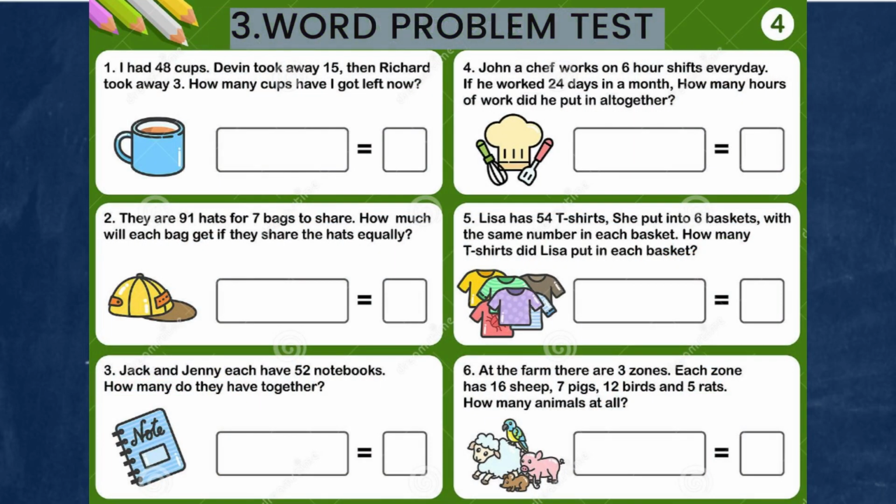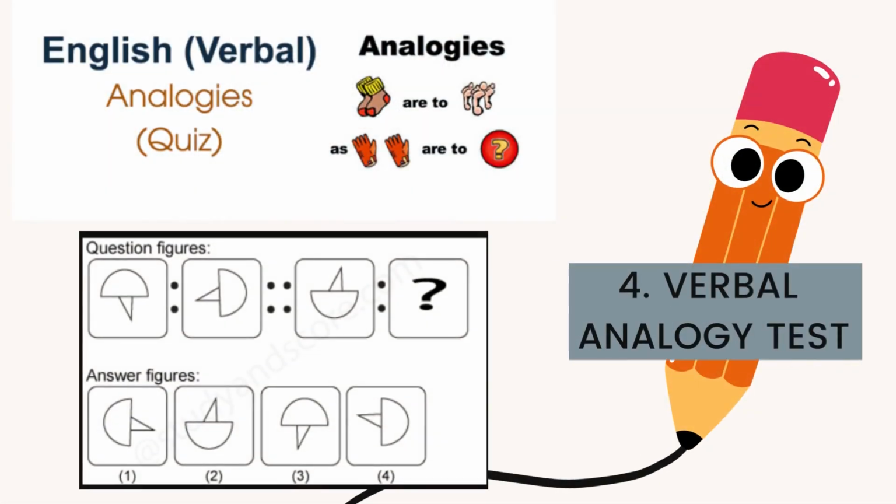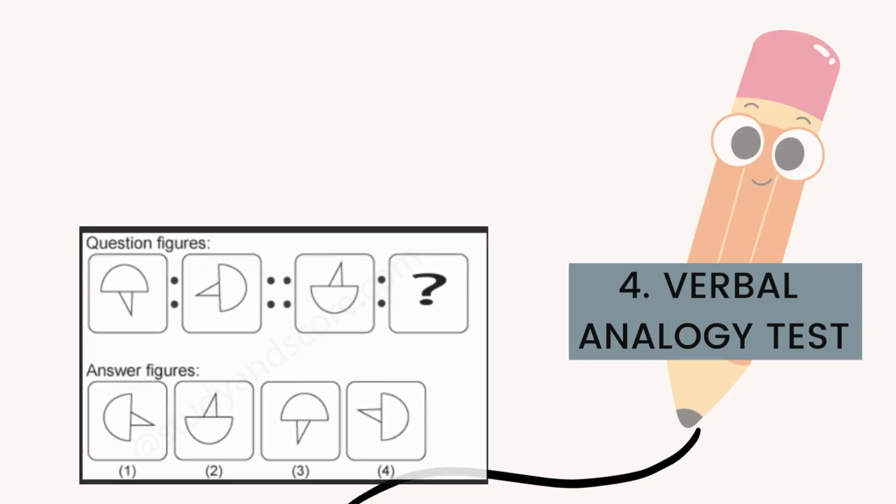3. Word problem test. This math test includes word problems that the candidate has to read, understand, and then solve. It tests reading and comprehension skills in addition to numerical ability. 4. Verbal analogy test. This measures a candidate's fluency in English and their ability to understand the relationships between complex ideas. It is often featured in tests like the SAT or GRE.